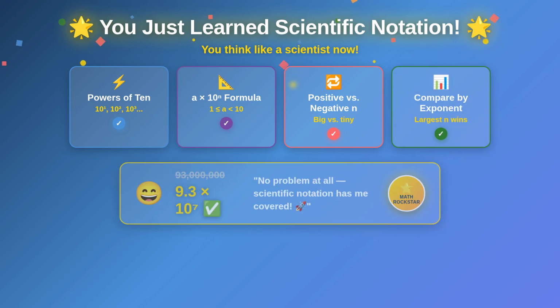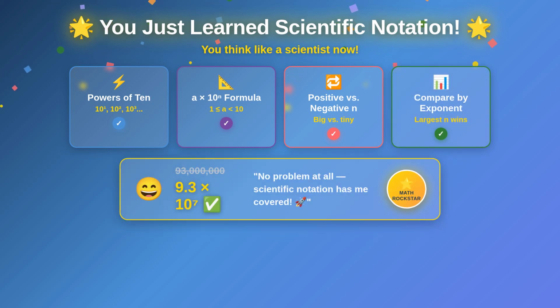Remember Marcus at the start, staring at 93 million and wondering how to fit it on his paper? Now he writes it as 9.3 times 10 to the 7th without even blinking. From the distance to the sun to the size of a bacterium, scientific notation handles it all. You've got 4 killer skills now: understanding powers of 10, converting big numbers, converting tiny numbers, and comparing them. You think like a scientist. Keep practicing, and these will feel totally natural. You've absolutely got this.